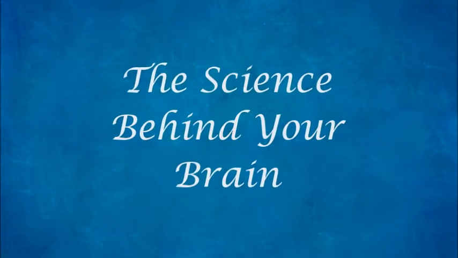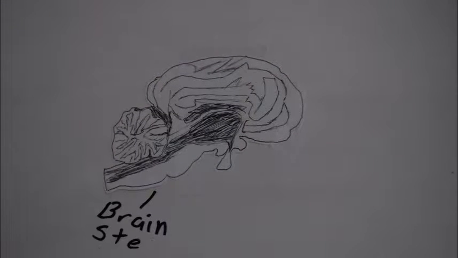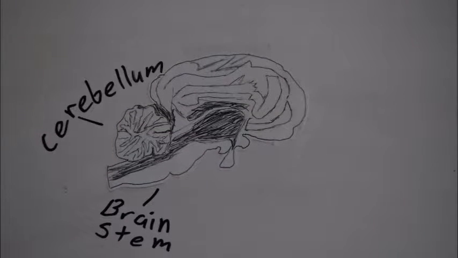Your brain is a complex organ that tells the rest of your body what to do. Each part of it is responsible for different aspects of your body's functions. The brainstem connects the brain to the spinal cord and is responsible for basic functions such as breathing and controlling the heart and digestion.